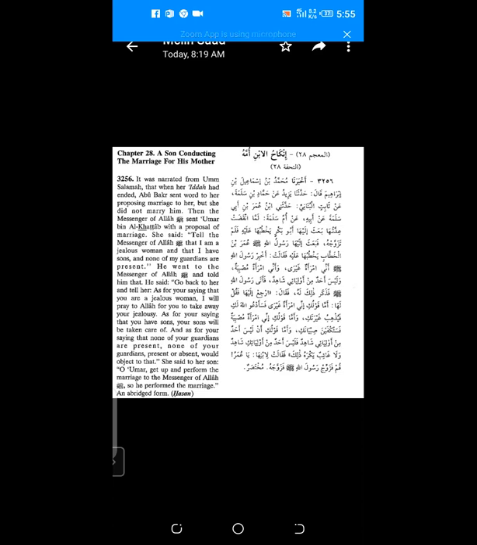She said to her son, "O Umar, get up and perform the marriage to the Messenger of Allah sallallahu alaihi wasallam." So he performed the marriage in an abridged form. So the main thing that we learn in this hadith is this, that a son can conduct the marriage of his mother, okay? After the death of the father, if she wants to marry someone, then the son can do it for her. Next.